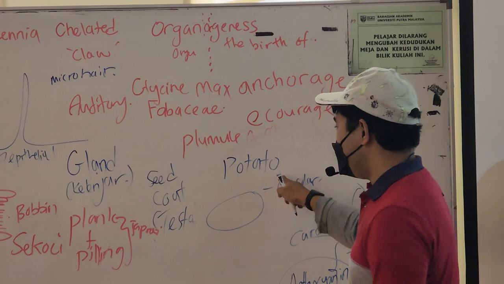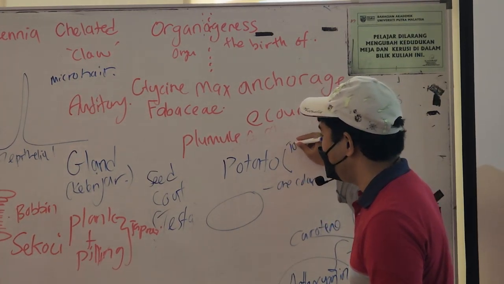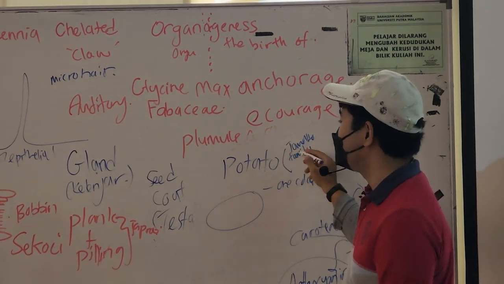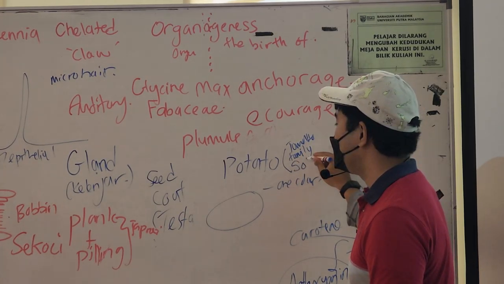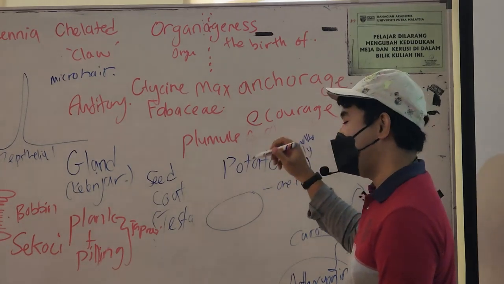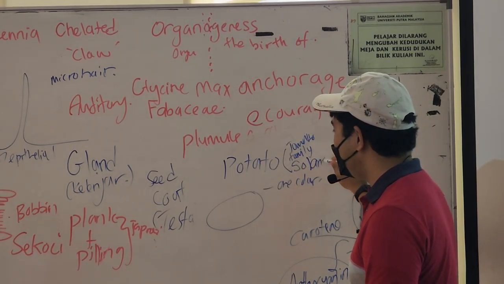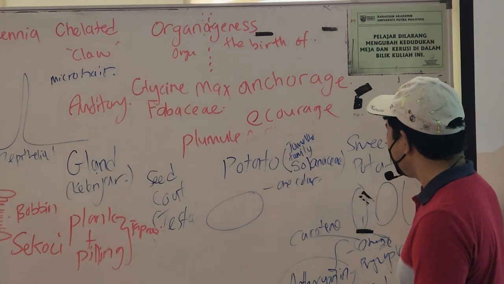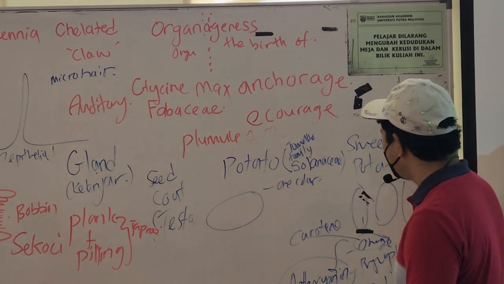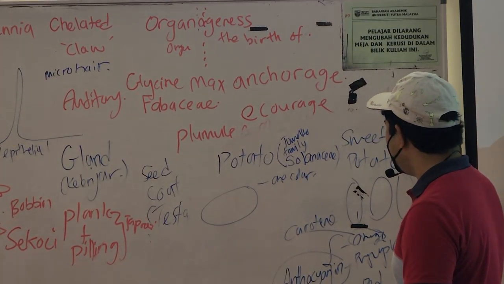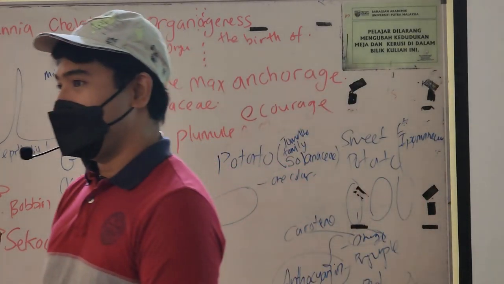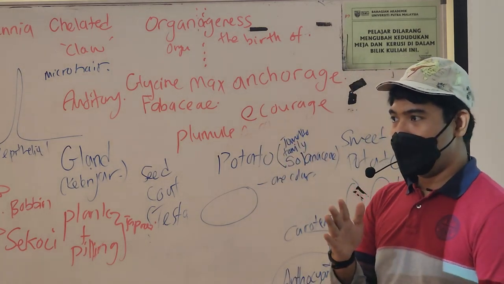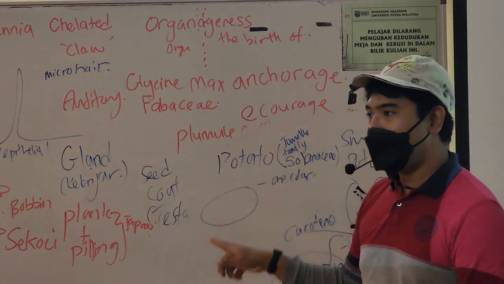Potato, it's the tomato family. What's the name of the tomato family? Solanaceae. Sweet potato, the family is the morning glory family. Convolvulaceae. So two different families, okay? Potato, Solanaceae, the tomato family. The sweet potato, the morning glory.